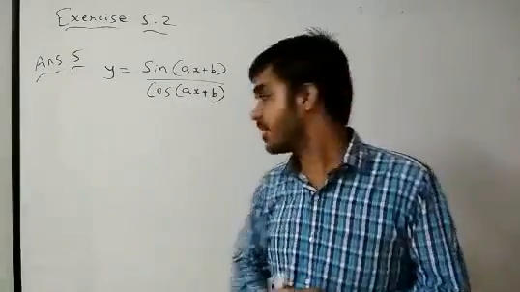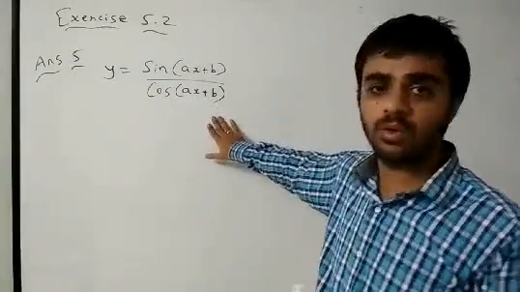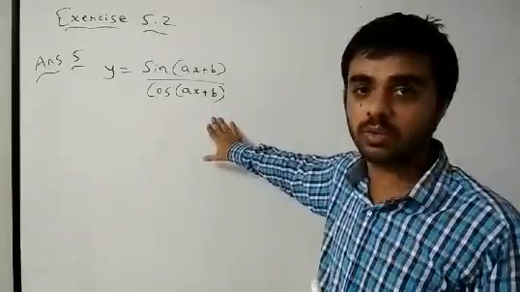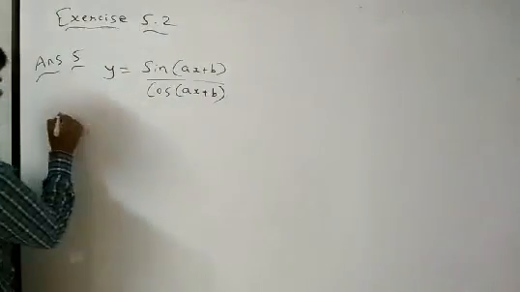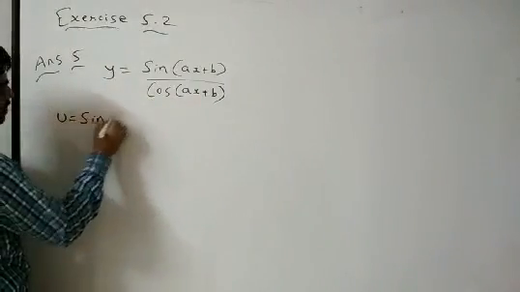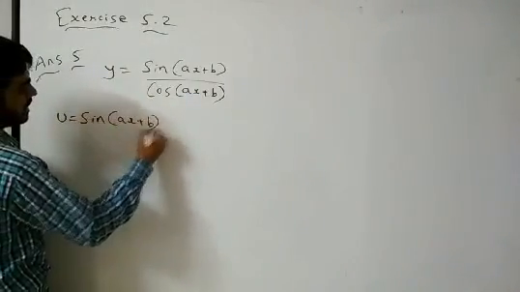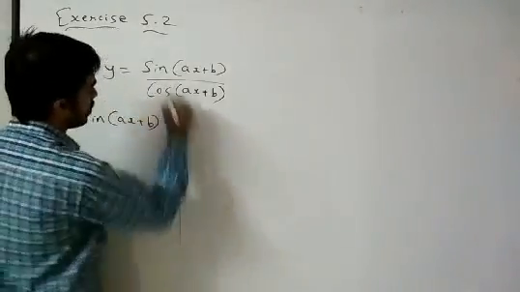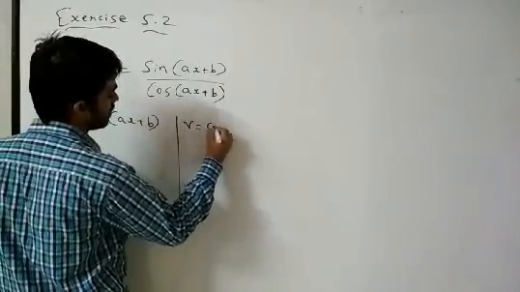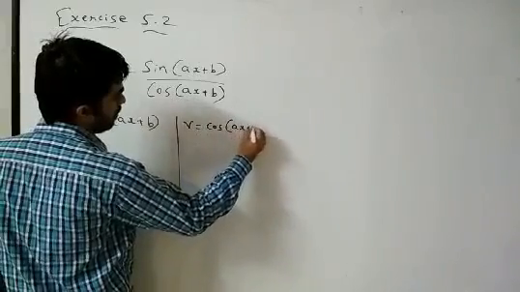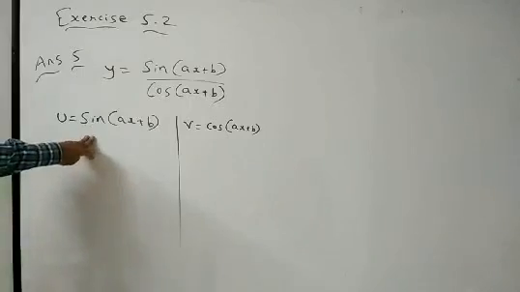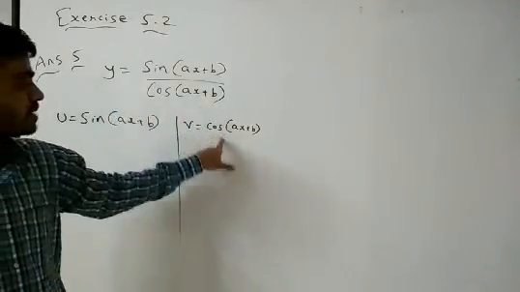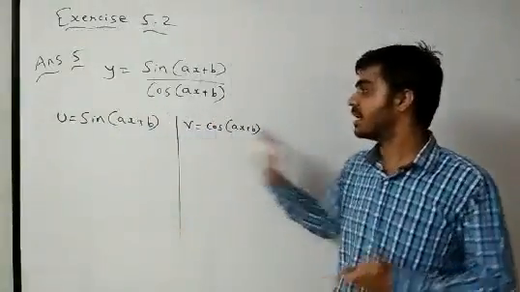Now you know that looking at this sum, we have to use the quotient rule. For example, take sine of (ax + b) as u, and cos of (ax + b) as v. Sine of (ax + b) I have taken as u, cos of (ax + b) I have taken as v. Now why have we done this? What is the need to do this?